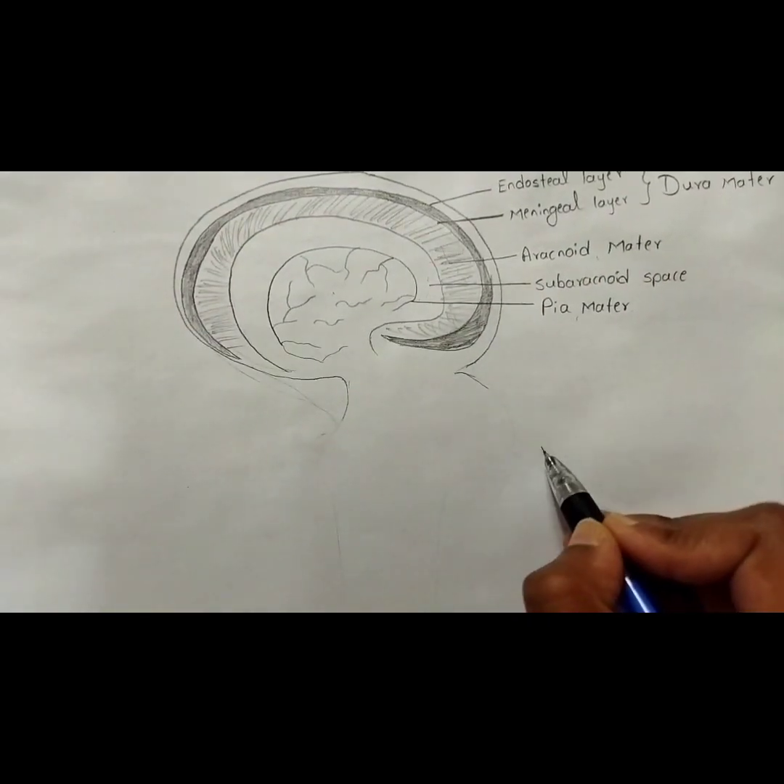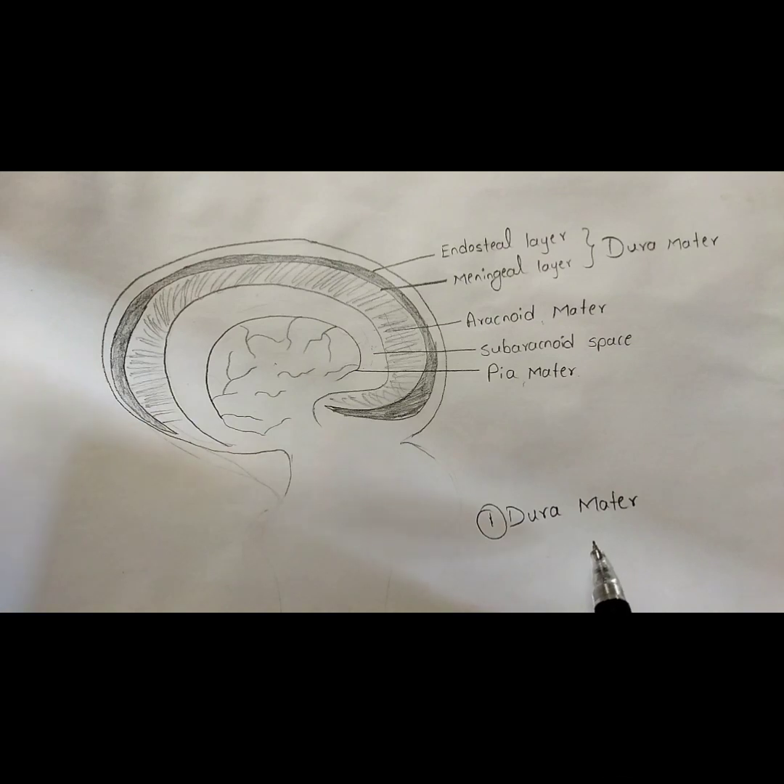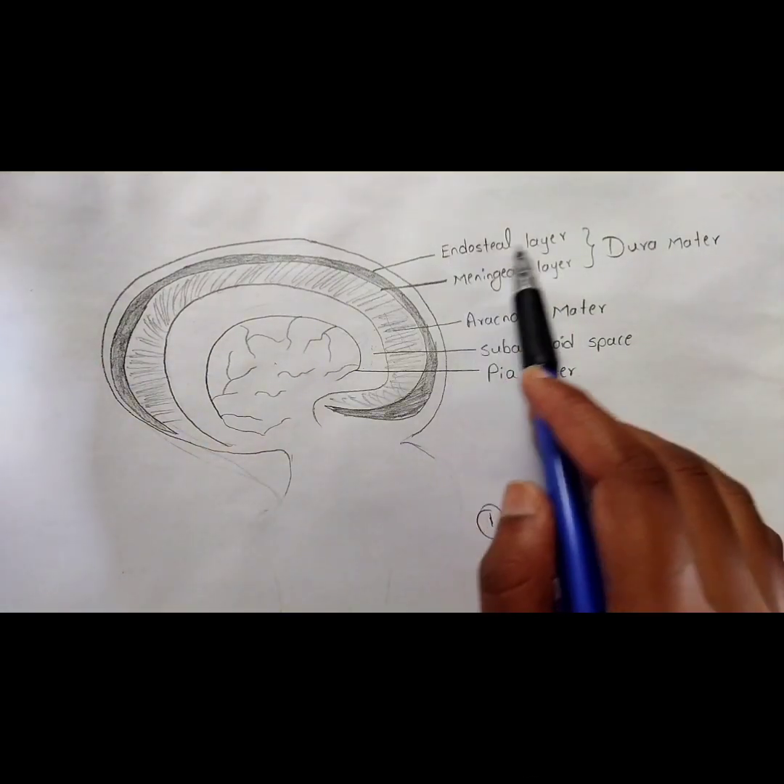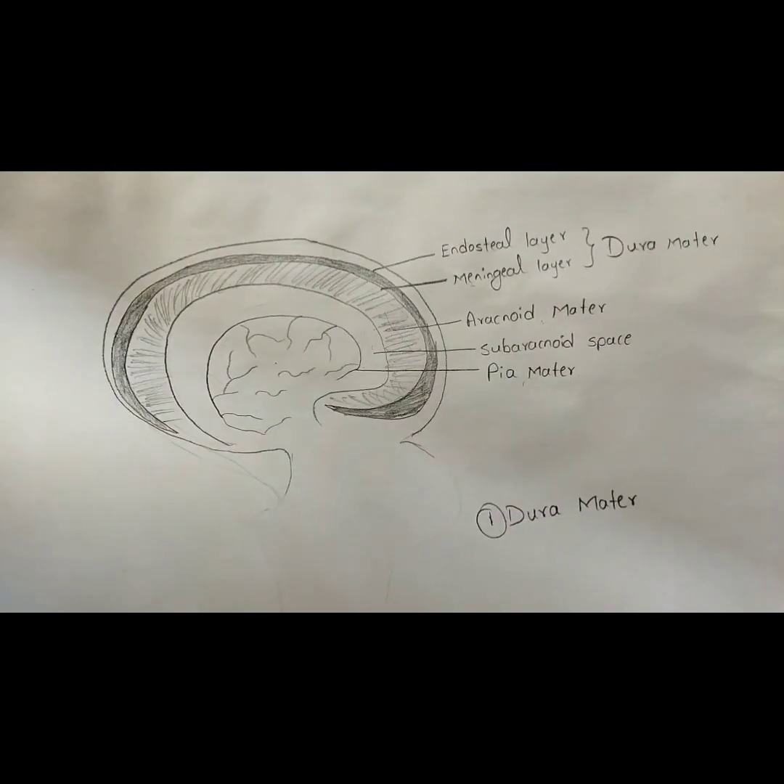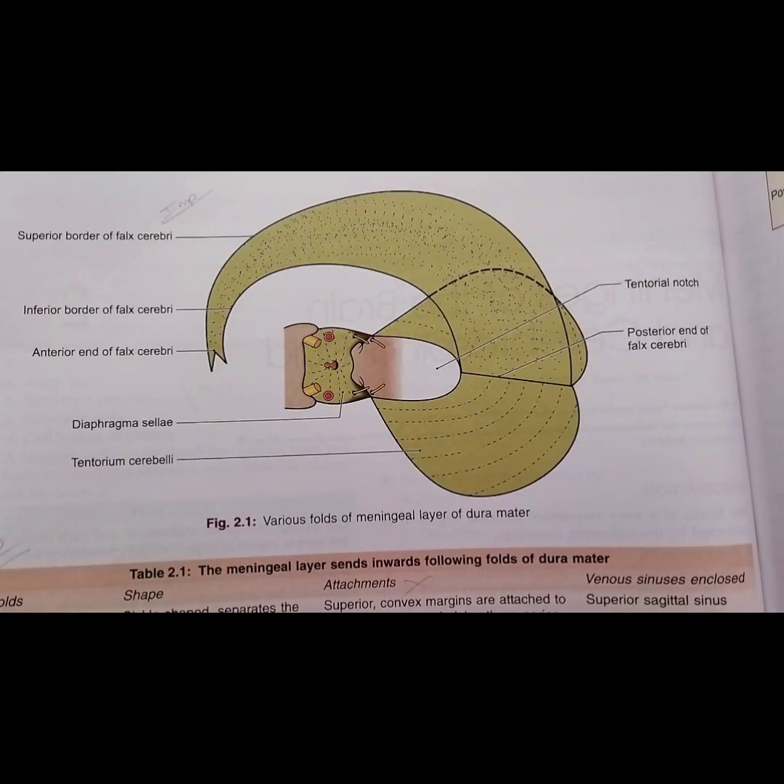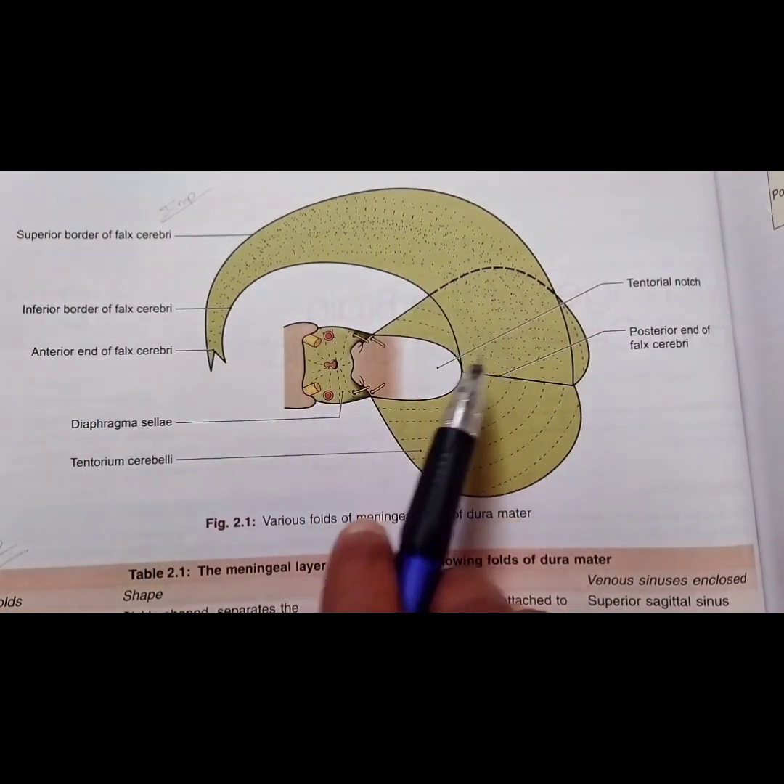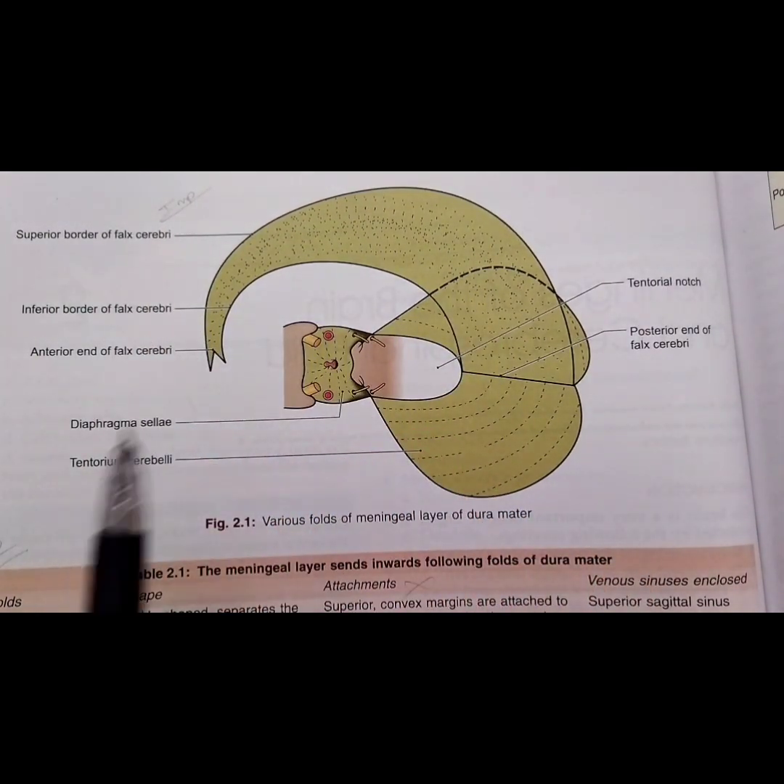First we study the dura mater. The dura mater is made up of two layers, that is the outer endosteal layer and the inner meningeal layer. This dura mater encloses the cranial venous sinuses between the two. The meningeal layer forms four folds which divide the cranial cavity into intercommunicating compartments. So here you can see the four folds of the dura mater.